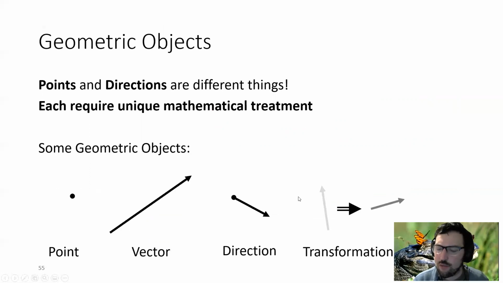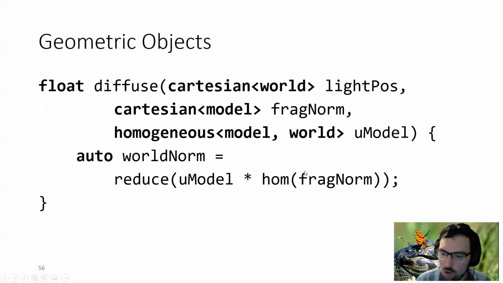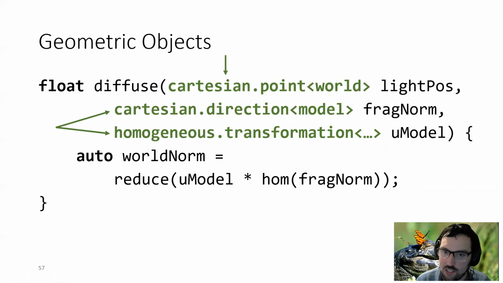Just to remind you, geometric objects, the things we're going to be working with, are things like points, vectors, directions, and even transformations. The thing that actually gets operated on or is represented by our geometric representation, our coordinate scheme in our reference frame. What this looks like in code to introduce geometric objects is we just add the geometric object component, point, direction, and transformation for light position, fragment normal, and UModel respectively. Note that we're working here with frag normal instead of frag position.